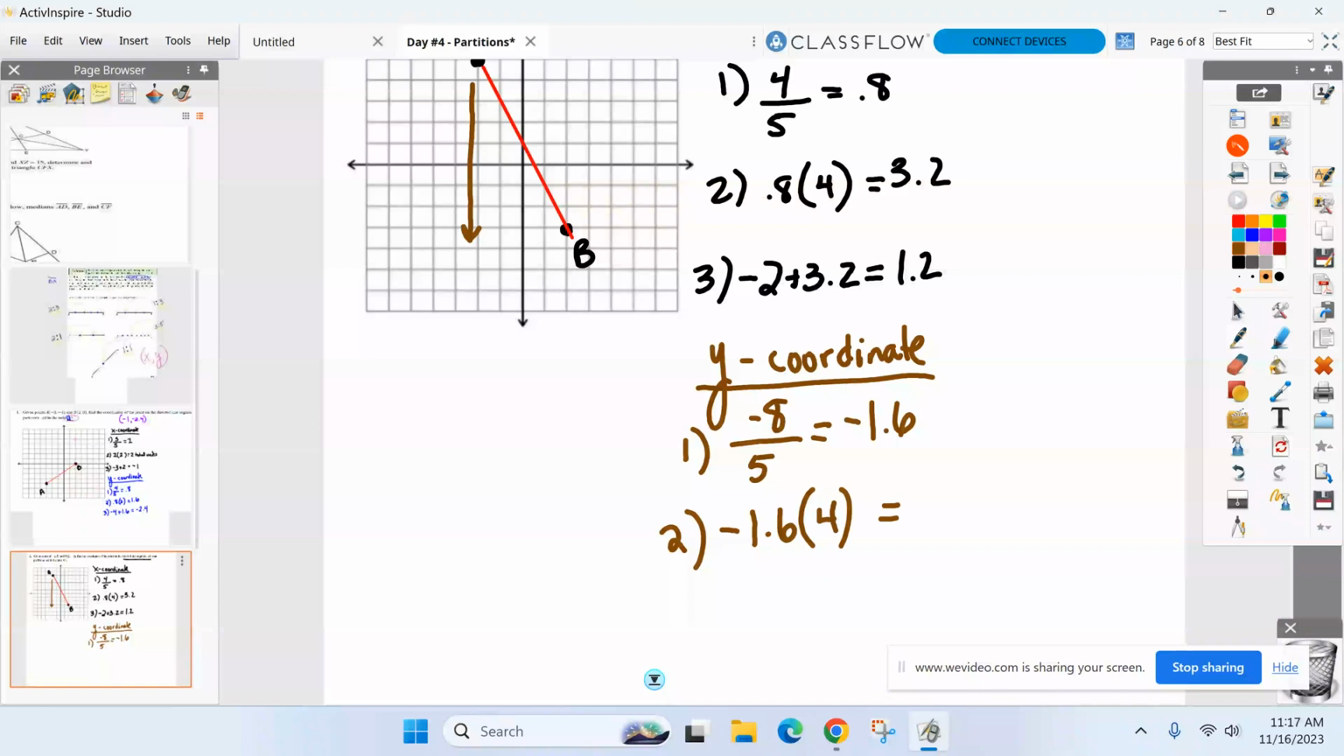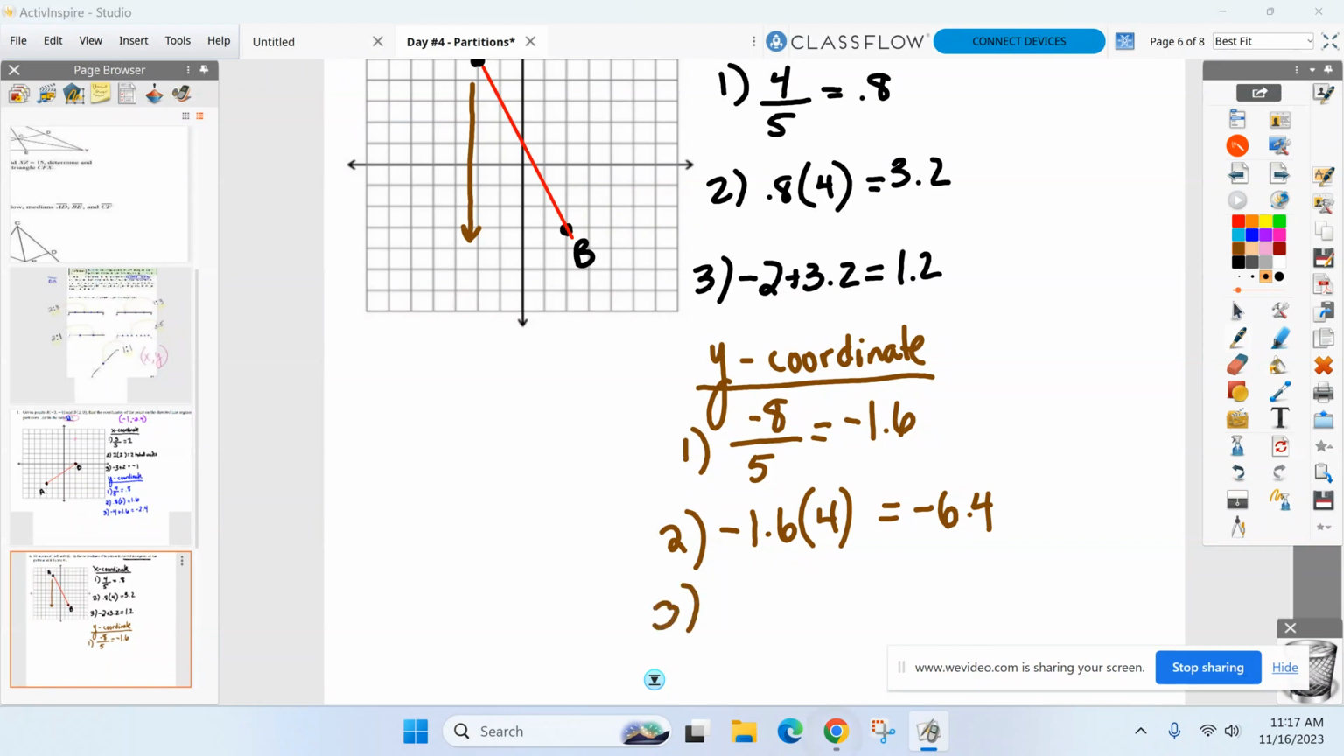Oh boy, you'd think I should know this, huh? 3.2, 6.4. Down 6.4. All right, so that means I got that. That's not where my y coordinate is, though. That's how many units I'm going down from the start.